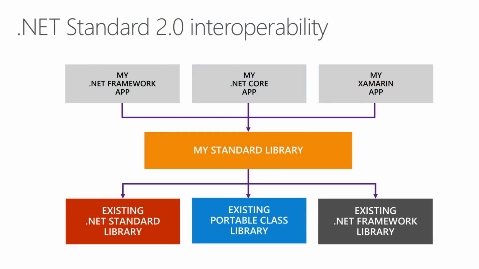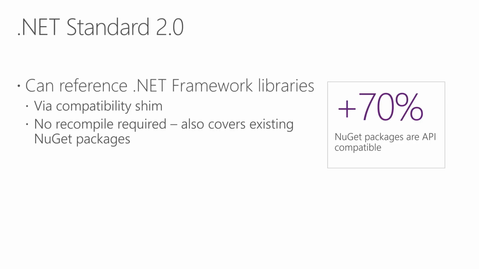So moving forward, if you create a standard library and start moving your code into there, not only can you call it from the gray boxes at the top of the screen, but you can also reference other libraries. If you've got an existing .NET Standard library, like a 1.6, you can call that, or a 2.0 there. If you've got an existing portable class library, which is the older technology, you can call that from my standard library. And you can also make calls to existing .NET Framework libraries. .NET Standard 2 can reference .NET Framework libraries via something called the compatibility shim. The way Microsoft implemented it, they don't have to recompile the old libraries, and that makes it easier for us to start utilizing those prior libraries.